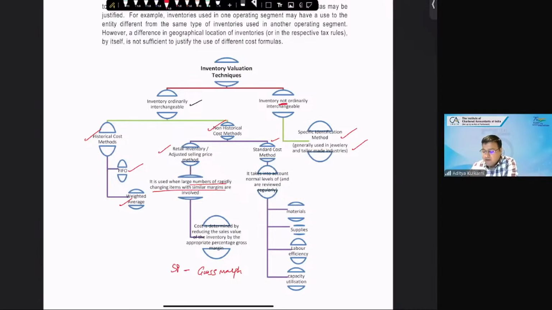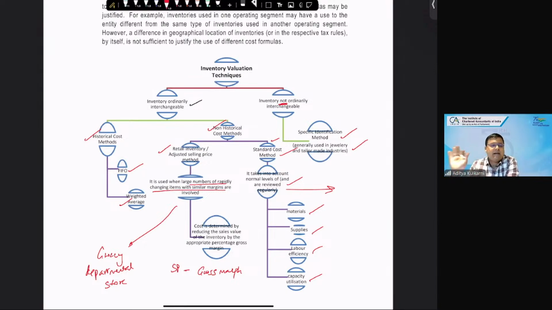Okay. The other one is your standard cost method. It takes into account normal levels and is reviewed regularly. Normal levels of material supply, labor efficiency, capacity utilization. So take for example, your retail inventory selling price method, this will be your grocery store, departmental store. And standard cost method, your products are of the same type.